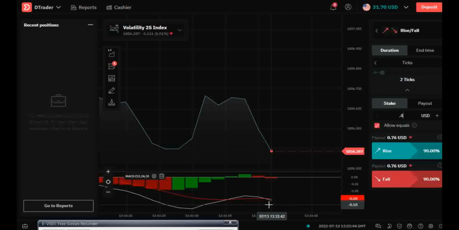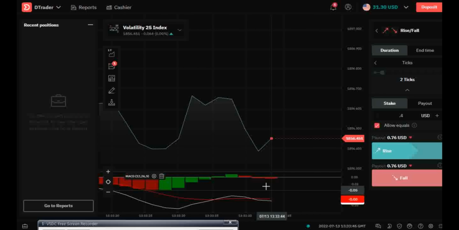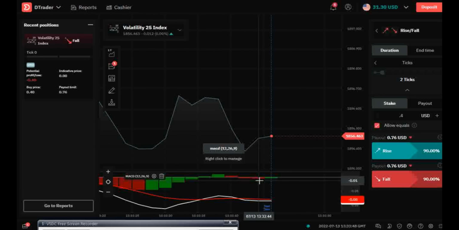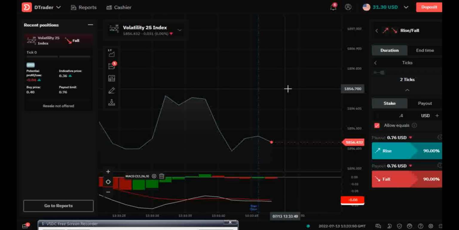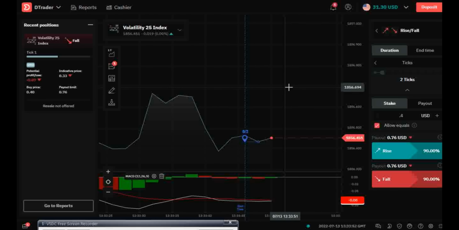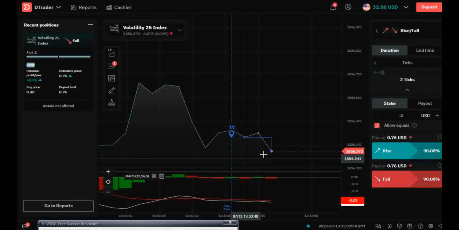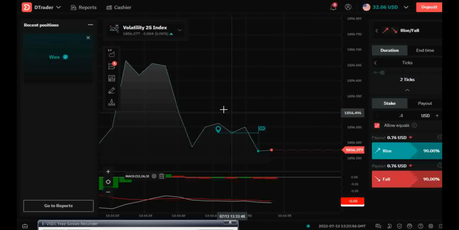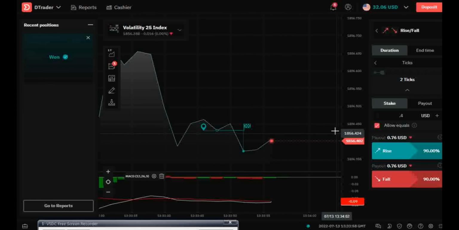It has crossed, you go up on the still showing red. You go up here on the still showing red. Let's see. One, two, we won. We won the trade. So let's go for the next one.